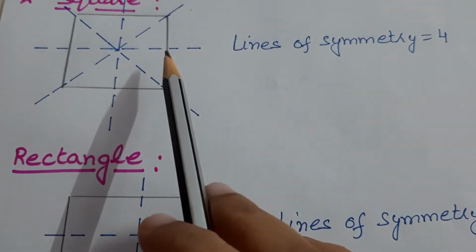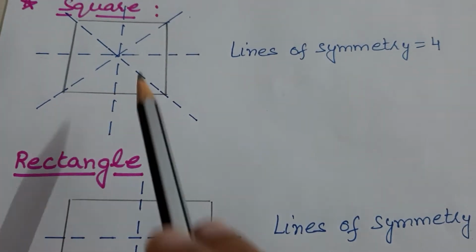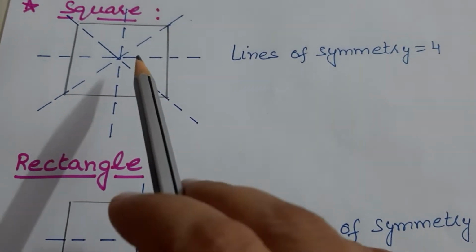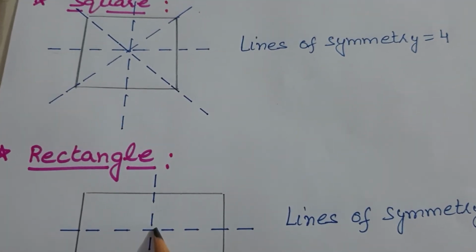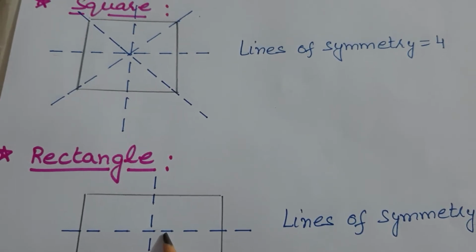Now, what is the difference between square and rectangle? In a square all sides are equal, and in a rectangle only opposite sides are equal.